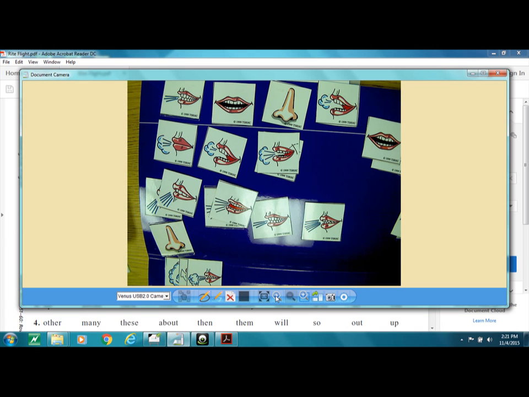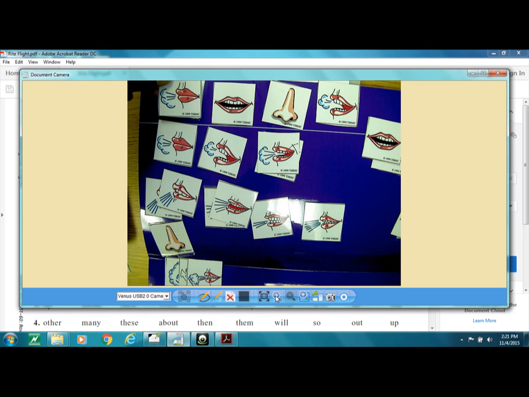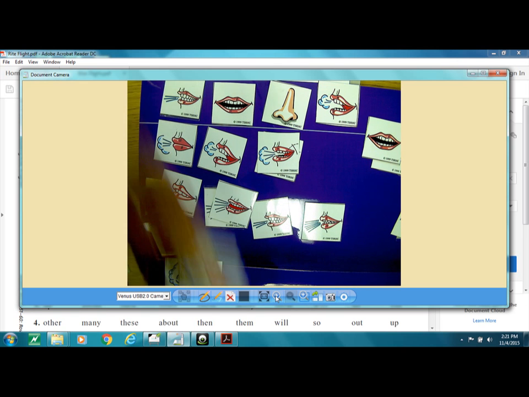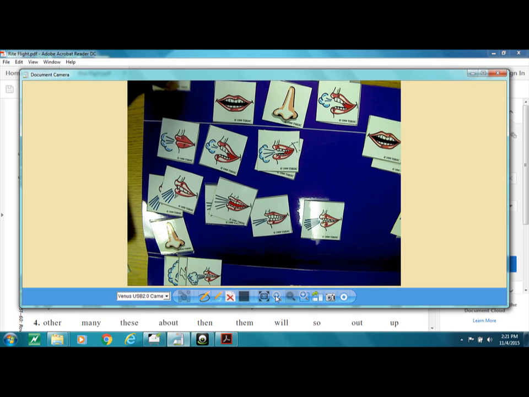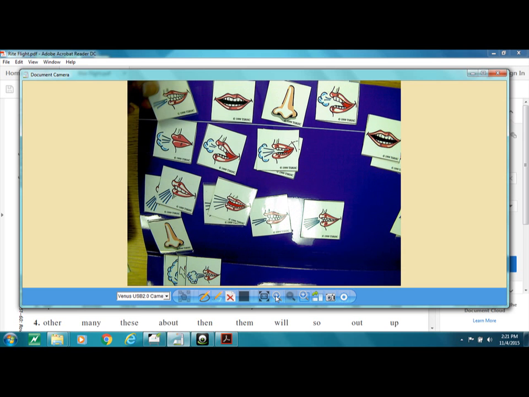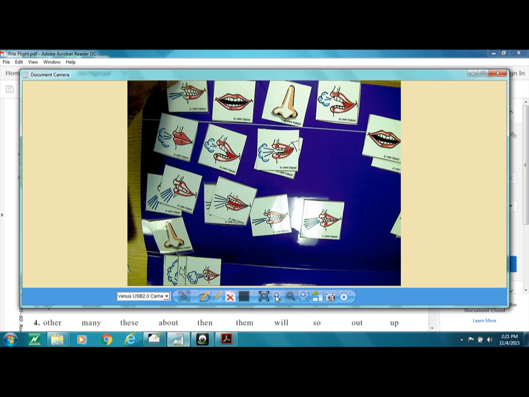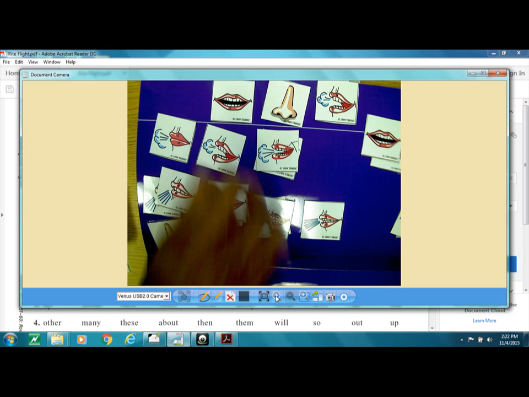Okay, so what did we do to go from bend to send? We changed our voiced lip puffer. We replaced our voiced lip puffer with our unvoiced thin stream to get send. Okay? Very good. Let's replace those.